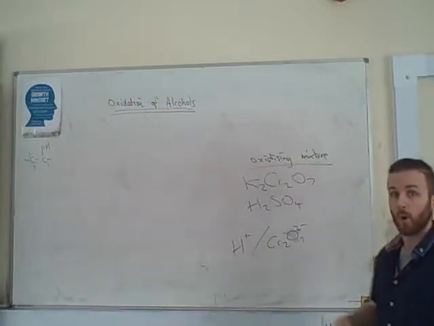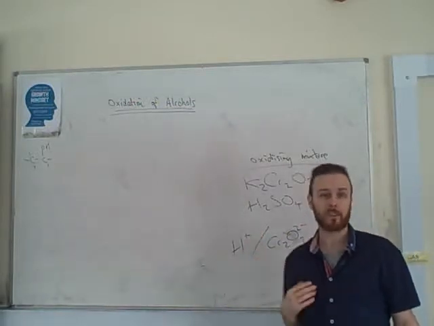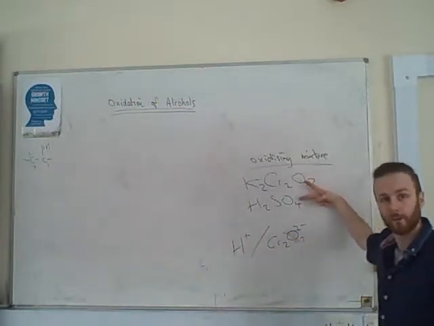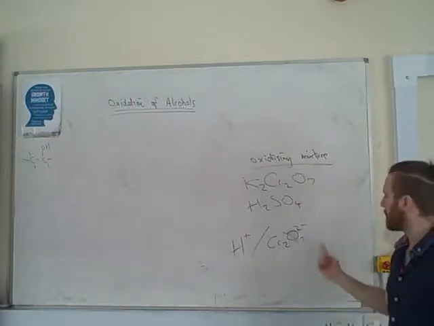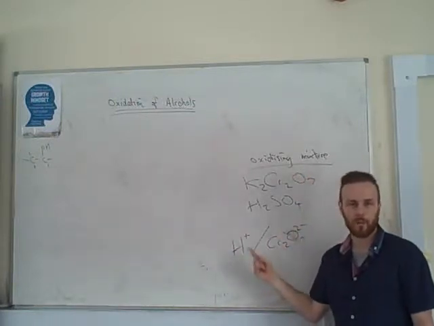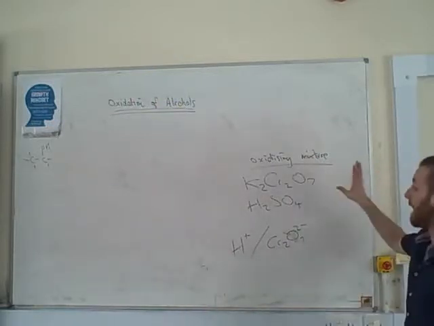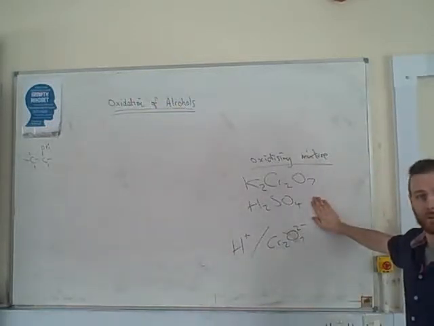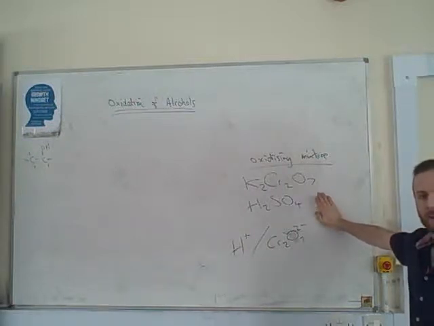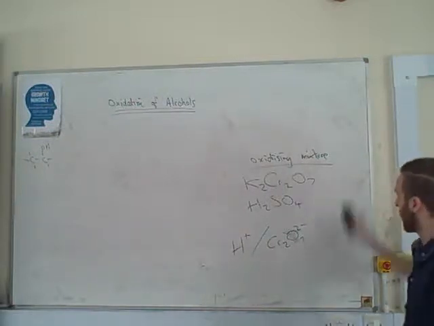So if you're asked, what do you add to get the oxidizing mixture? You'd say those 2. But often in the exam, you might see them write this down. That represents the oxidizing mixture also. Can you get that down on your sheet as well? Pause the video, get that down, and then unpause it.